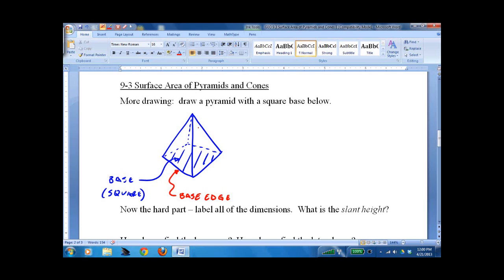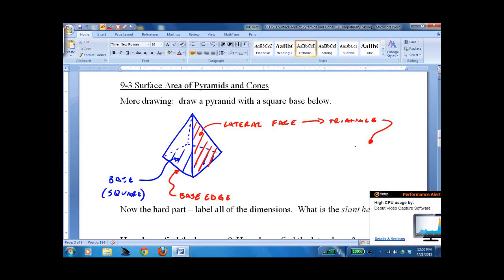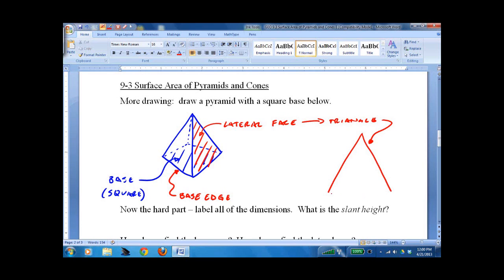And the face there we call a lateral face. And it's just a triangle, which I'm going to draw right here. And if we call the base edge little b, I guess, this would also be little b.